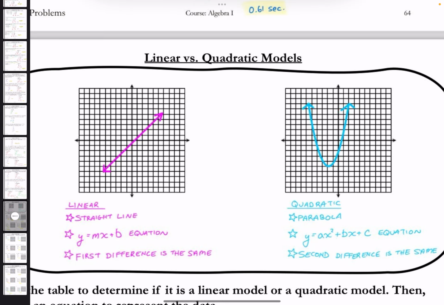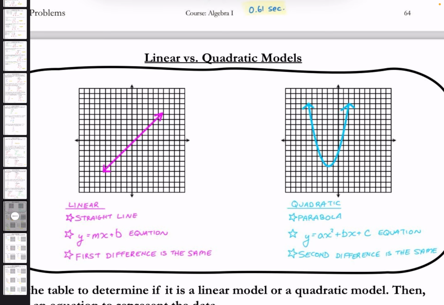We know that for linear, it's a straight line. You use y equals mx plus b, and what we're paying attention to is that the first difference is the same. You'll understand that after we do a few problems. For quadratics, it's a parabola. The main standard form equation is y equals ax squared plus bx plus c. And it's the second difference that is the same. Go ahead and pause the video so that you can take your notes.